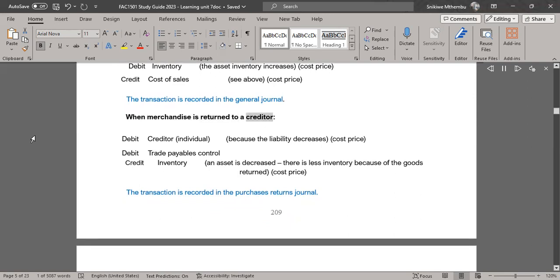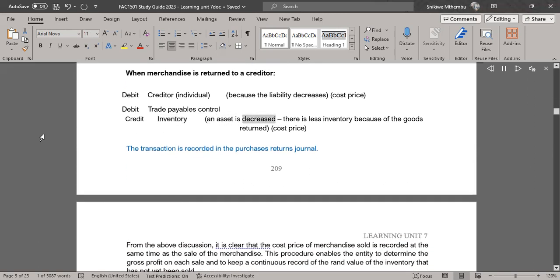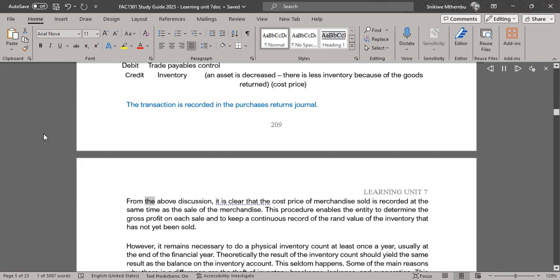When merchandise is returned to a creditor: Debit creditor, individual, because the liability decreases, cost price. Debit trade payables control. Credit inventory, an asset is decreased, there is less inventory because of the goods returned, cost price. The transaction is recorded in the purchases returns journal.